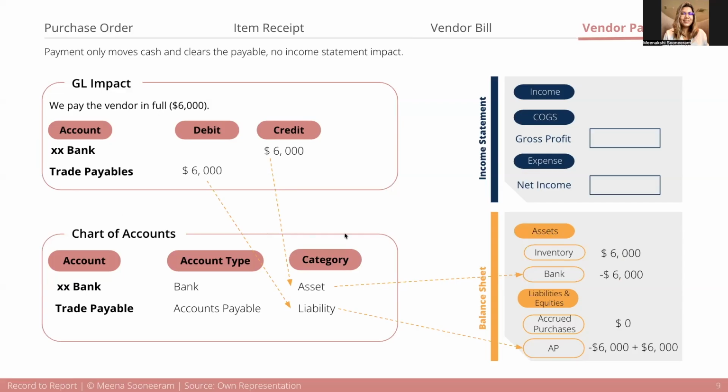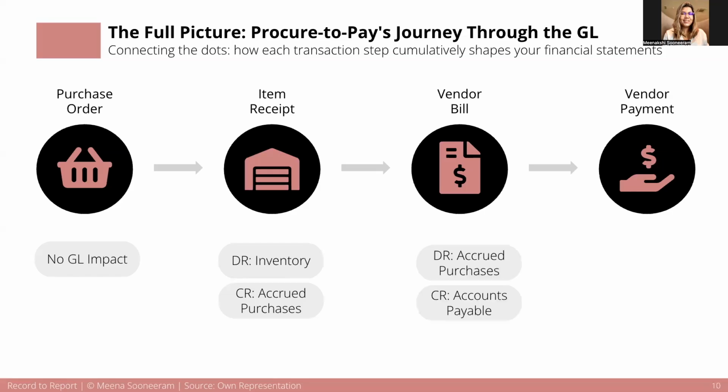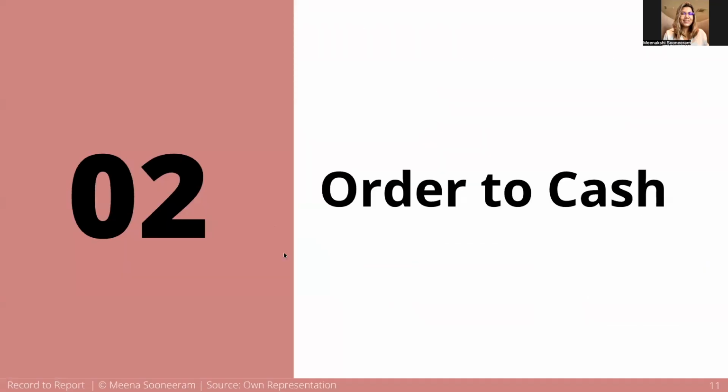If we look at the P2P journey as a whole: PO, no GL impact; receipt, debiting inventory and crediting accrued purchases; vendor bill, debiting accrued purchases and crediting our accounts payable; and vendor payment, we're debiting AP and crediting bank. At the end of this journey, we are netting out our accrued purchases and AP. Basically, we bought some stuff, added it into our inventory, and we credited our bank account by paying our vendor what we owed them. That's it. Now let's look at the other side of the business, which is order to cash.